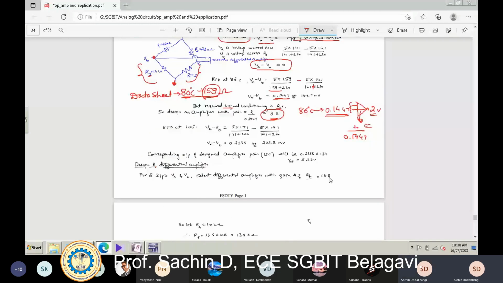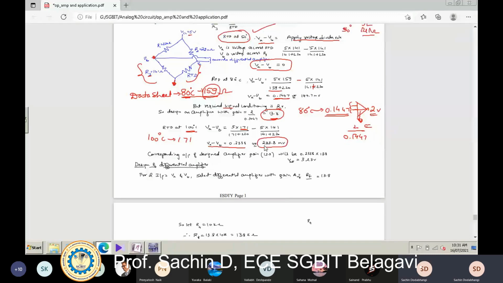Next is for 100 degrees centigrade. From the datasheet, the resistance of the RTD for 100 degrees centigrade is 171 ohm. Similarly, I will find it for 171. The difference VA minus VB is 0.338. So look at these values. We find it for 100 degrees centigrade; you can take it as 0.2338 or 2338.8 millivolt. Both are the same.